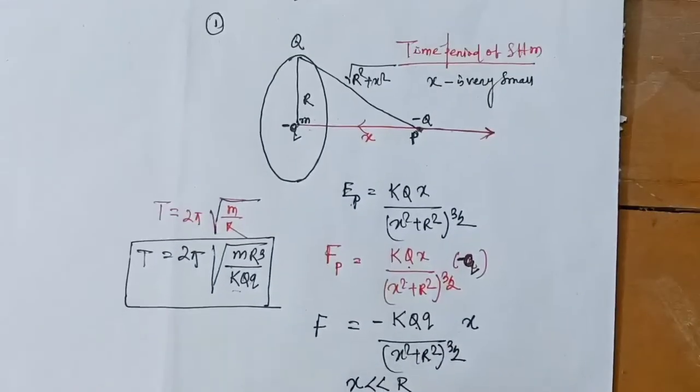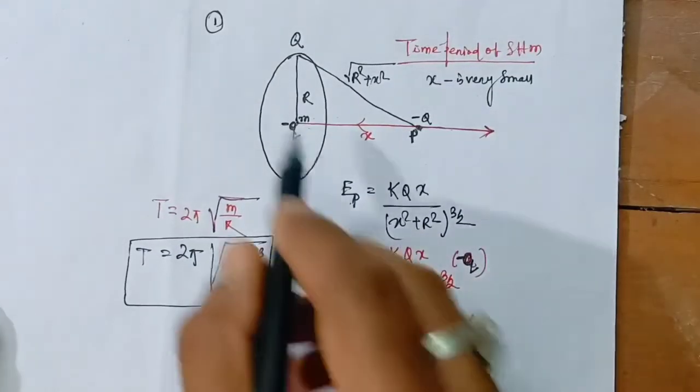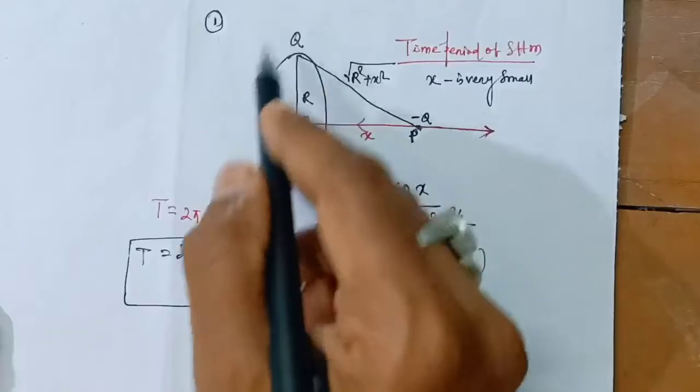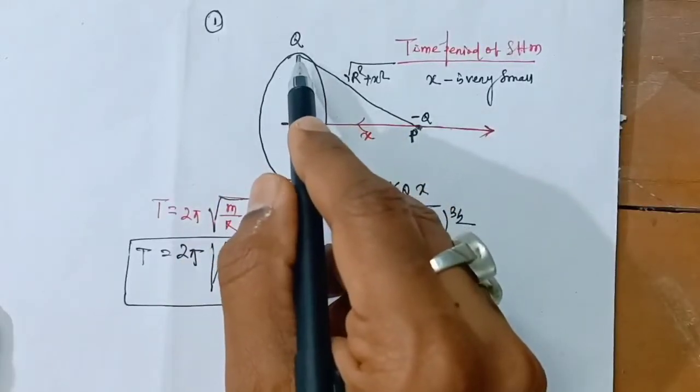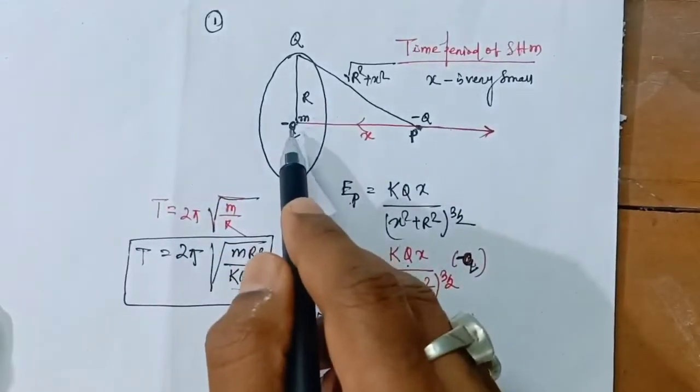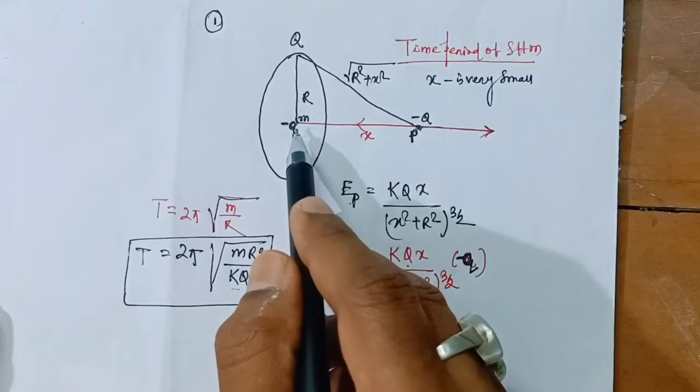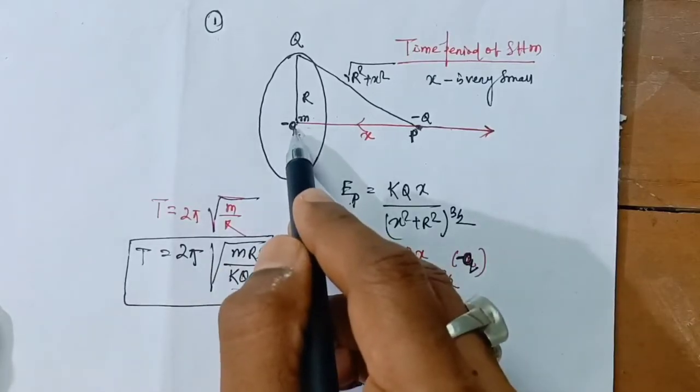One more time I want to express these things to my students. When this kind of question is given, with a non-conducting ring having charge Q, and a negative charge exactly at the center of the ring, this charge is in equilibrium.